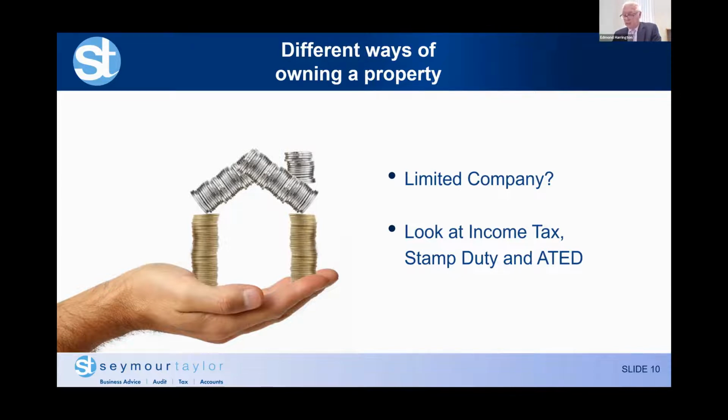And there is a tax that hasn't been around too long, called ATED, and it will apply to a residential property worth £500,000 or more. So there could be some that would get caught by that extra tax, and the taxes on that can be quite high.